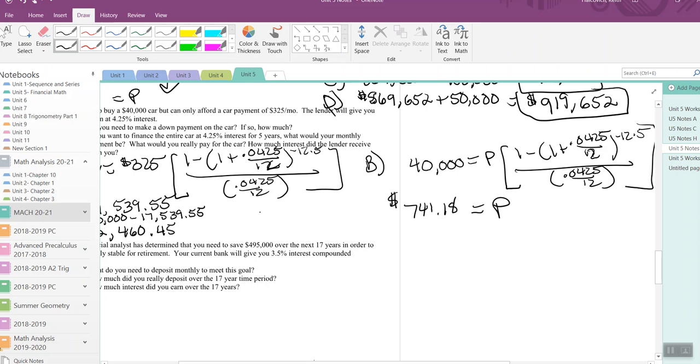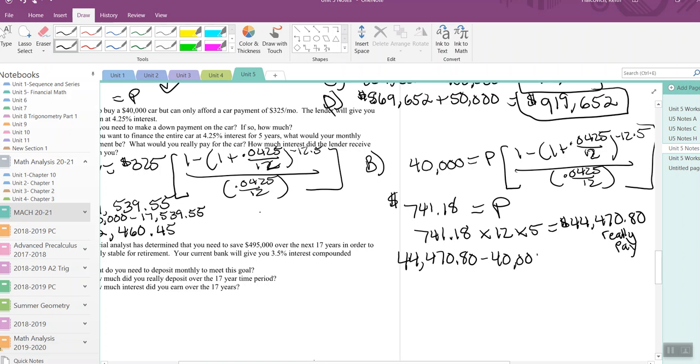Now it says, how much would you really pay for the car? So $741.18 times 12 times 5 would give you $44,470.80. That's what you really pay. And then the interest would be the $44,470.80 minus the $40,000 that you borrowed. So that means that you pay $4,470.80 in interest.